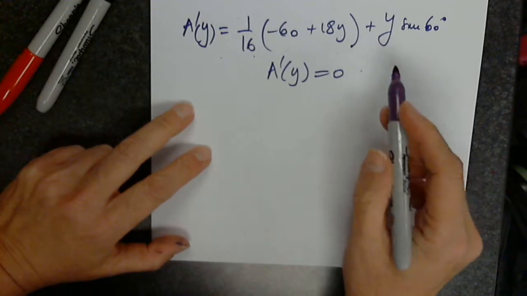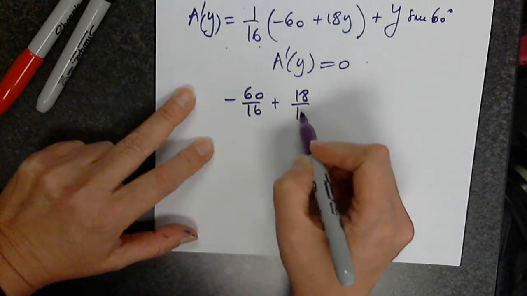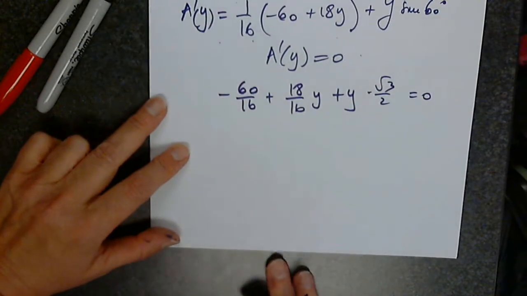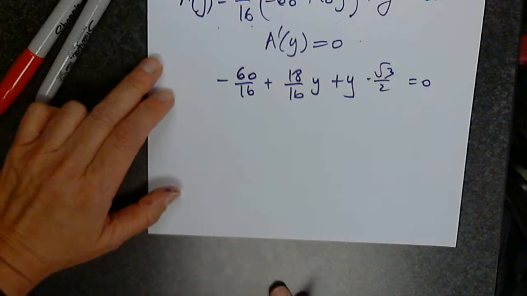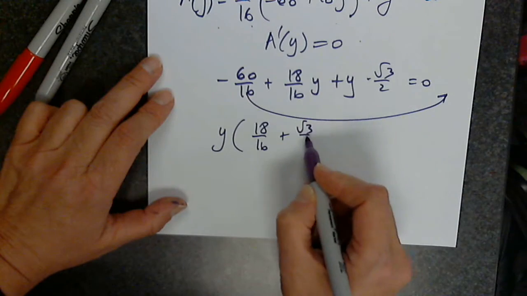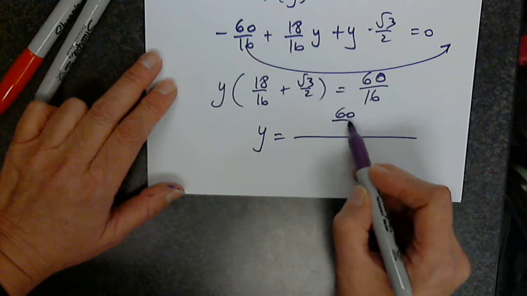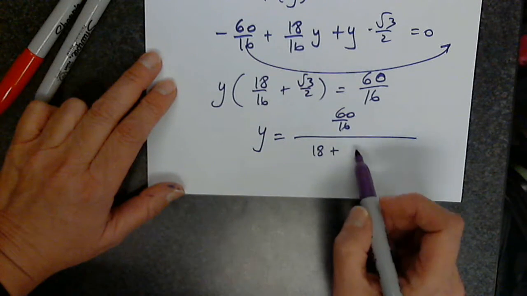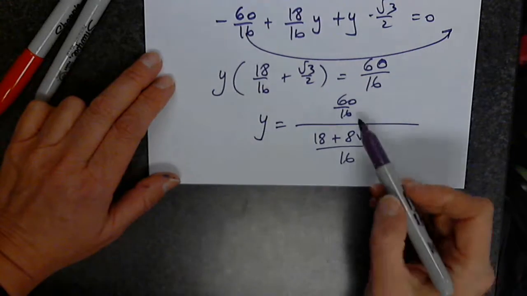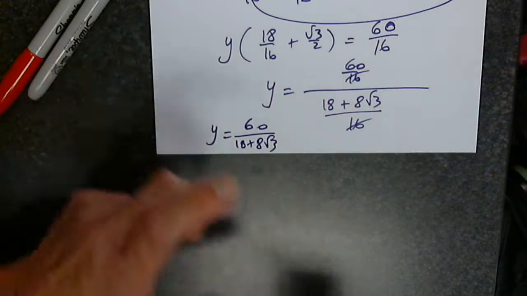Okay, so when I set this equal to 0, I'm going to distribute negative 60 over 16 plus 18 over 16y plus y. I know that sine 60 is the square root of 3 over 2, and I set equal to 0. I will move this to the other side and factor out y. 18 over 16 plus the square root of 3 over 2 equals 60 over 16. So then y equals 60 over 16, 18 plus 8 the square root of 3 over 16. So these two go away. So y equals 60 over 18 plus 8 the square root of 3.